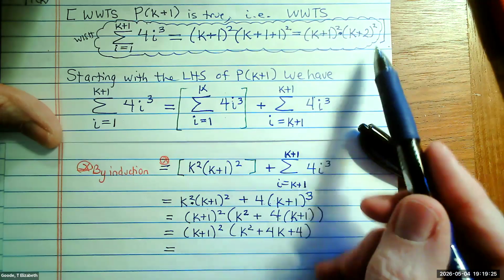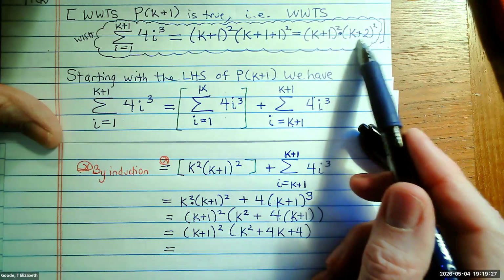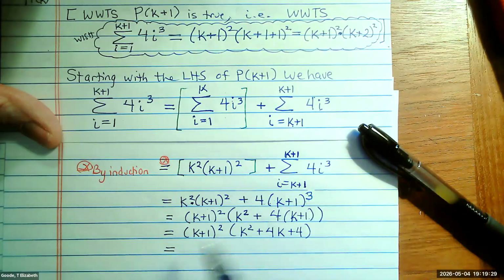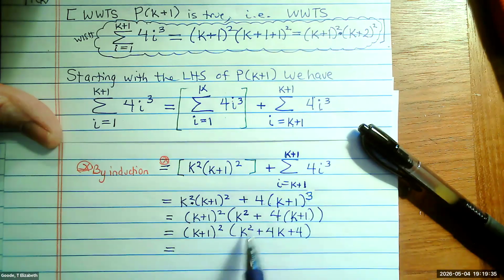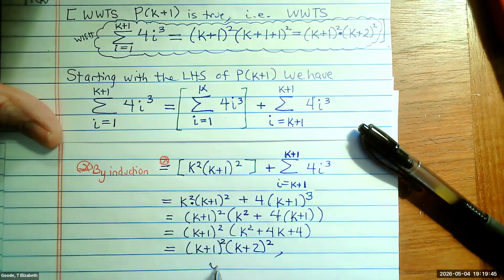It is. And listen, I'm just sneaking a peek at what we want. I know we've got the k plus 1 squared pulled out. I know this better turn out to be k plus 2 squared. And of course, k squared plus 4k plus 4 does factor. It is k plus 2 squared, which is the right-hand side of P of k plus 1.